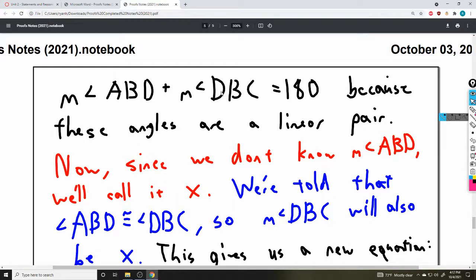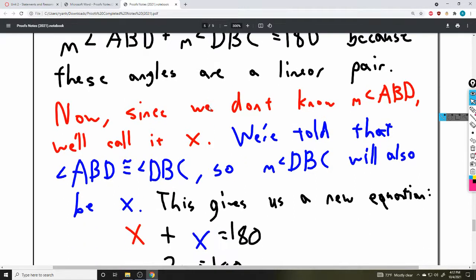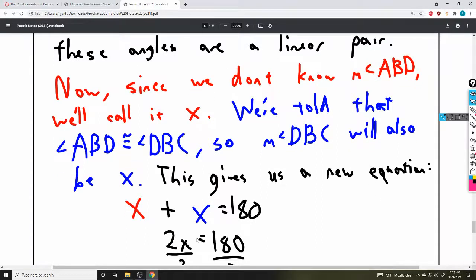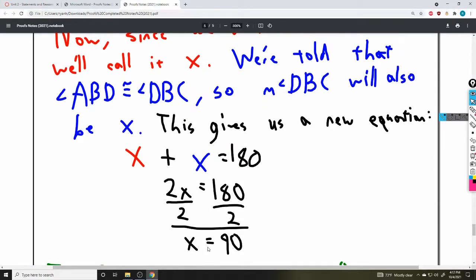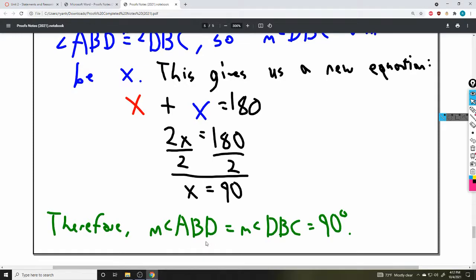Which, from that equation up at the top, if they're both X, then I have the equation X plus X equals 180. And since I have X plus X equals 180, I can just take that, combine like terms, divide, solve, and look at that, they're both 90. Since they're both X, I can say they're both equal, and they're equal to 90. So they have to be right angles.